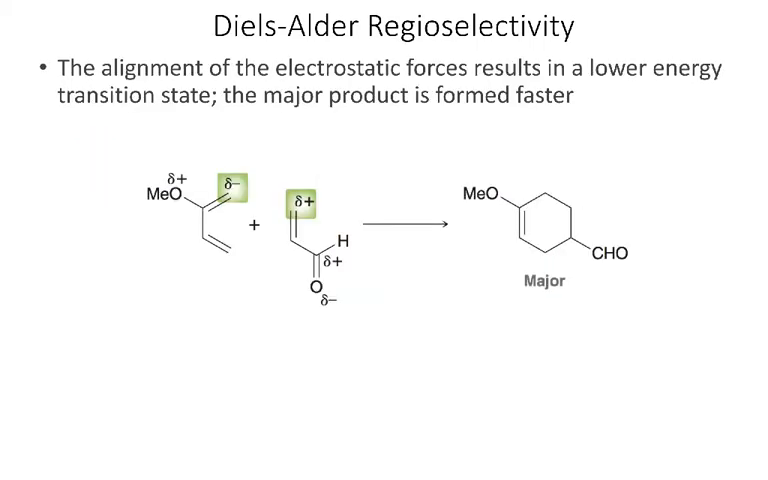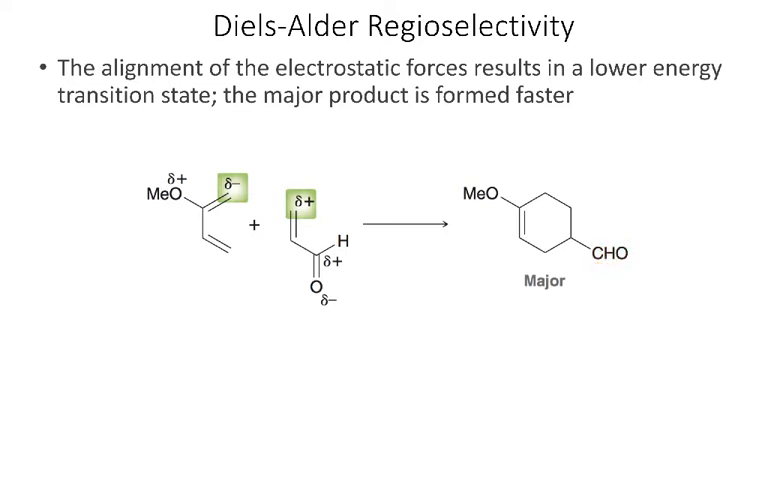And so that's what this slide represents. We've taken the same reactants again that we've had on the last couple slides. We have the partial negative charge on the diene. We flipped the dienophile upside down so that it can interact with the partial negative charge on the diene. And so then this gives us the major product with the methoxy group on the diene being farther away from the electron withdrawing group on the dienophile.